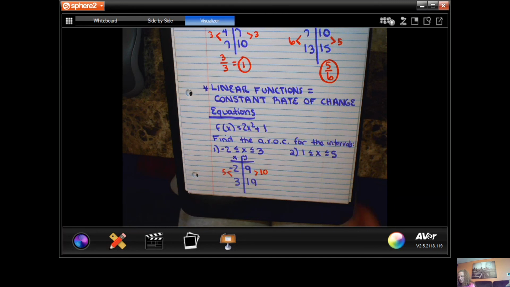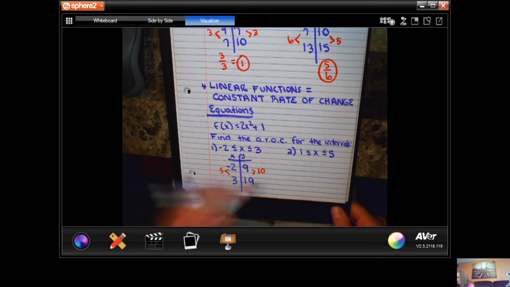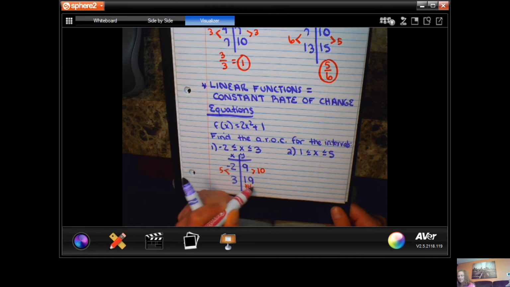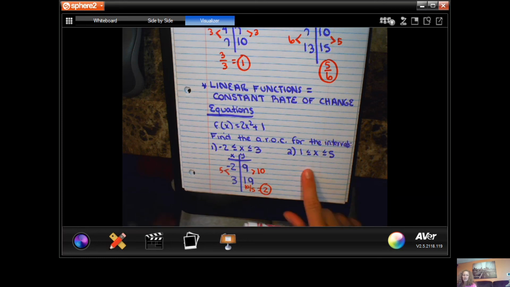To find the average rate of change, I divide the 10, or the y, by the x, so that's 10 over 5. And that gives us 2. So the average rate of change is 2. If you want to pause the video and do this one, you can.